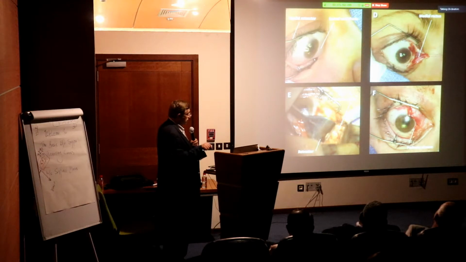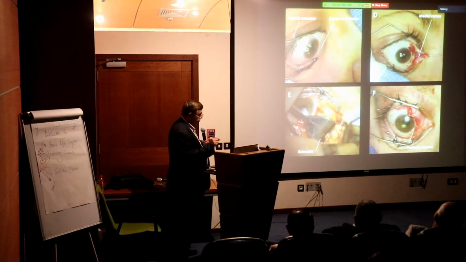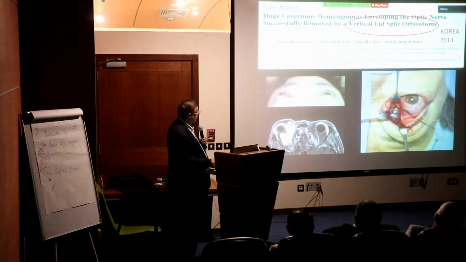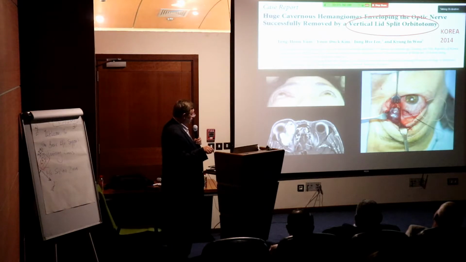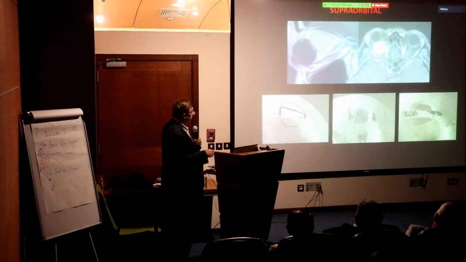Sometimes they put some kind of cotton loop around the muscle so that they can pull it and see the relationship with the muscles. You can do the vertical lid like this, and then go through transconjunctival. You can go supraorbital, just to take the supraorbital limb of this left orbit, and then go into the orbit itself.